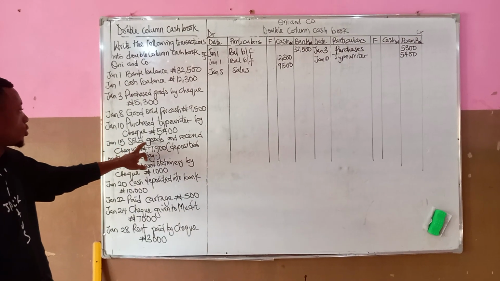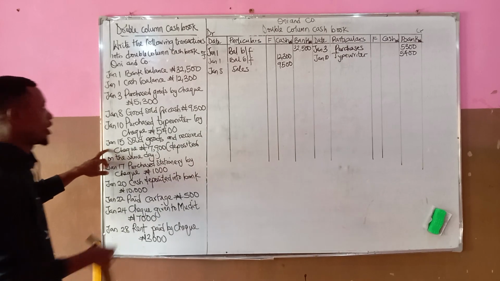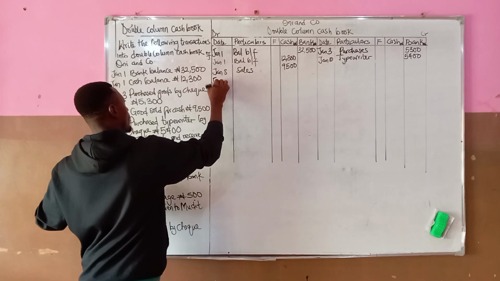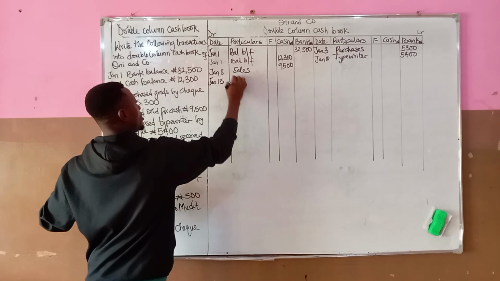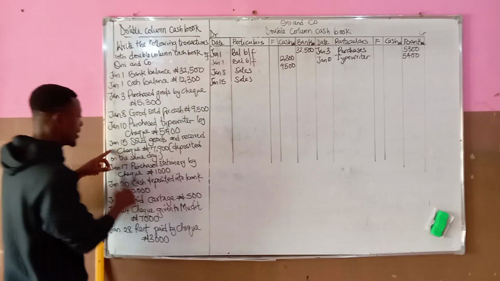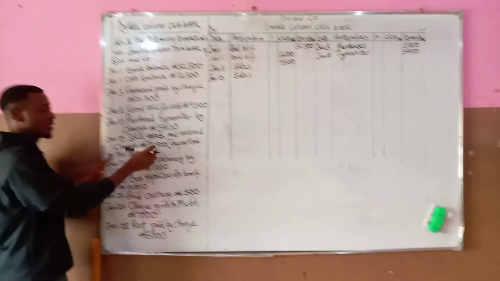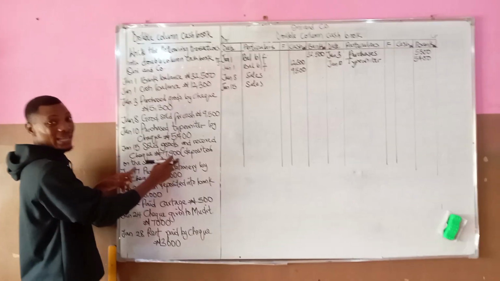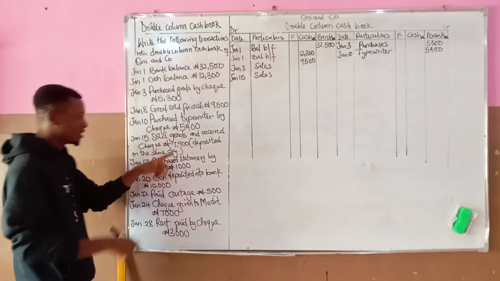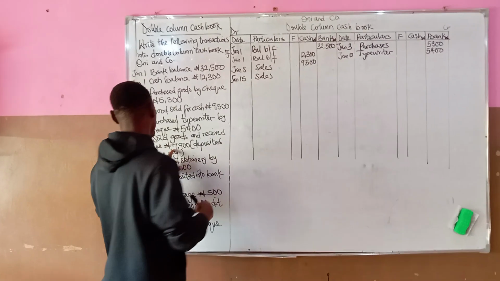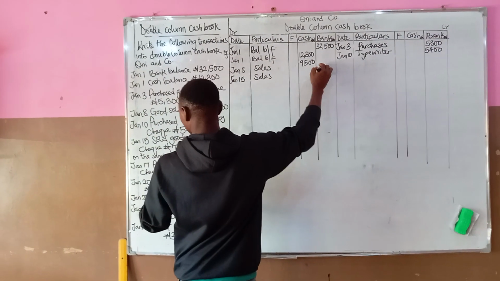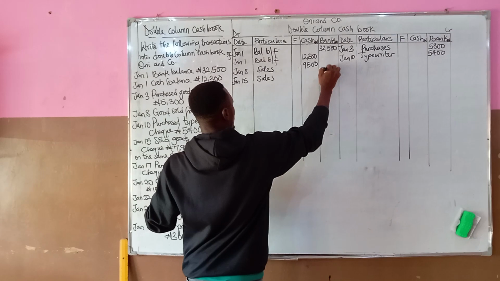January 15, sold goods and received check. January 15, sales. Now, mind you, he said he received check and the check was deposited in the bank. So our bank increased. There was no cash transaction here. So we have bank 7,900.